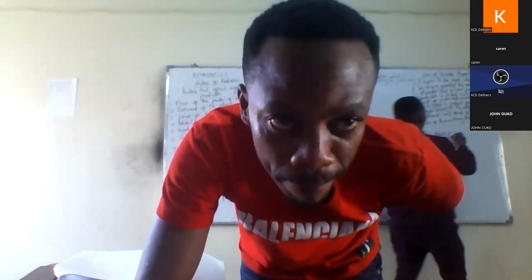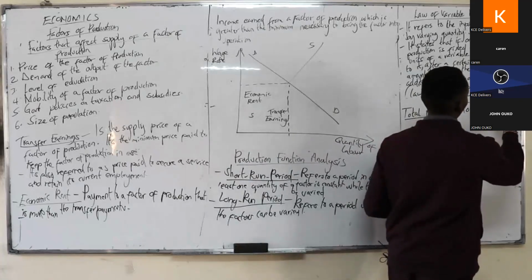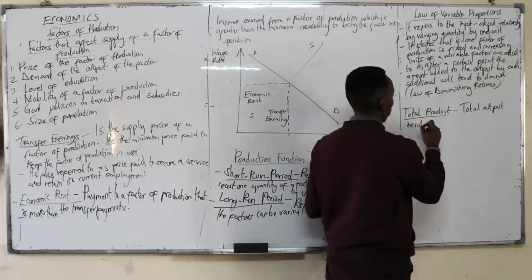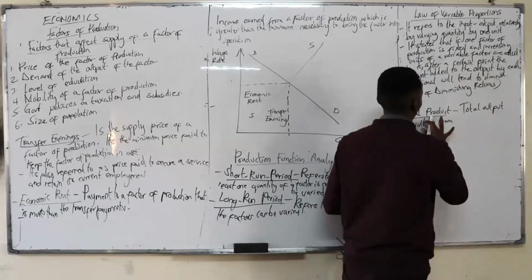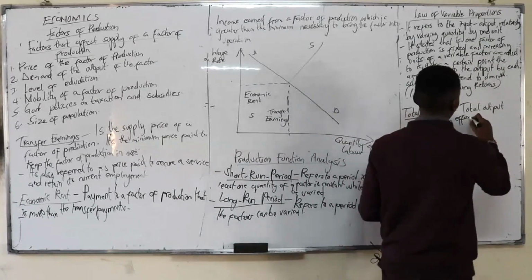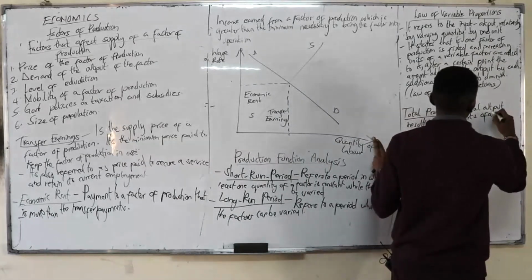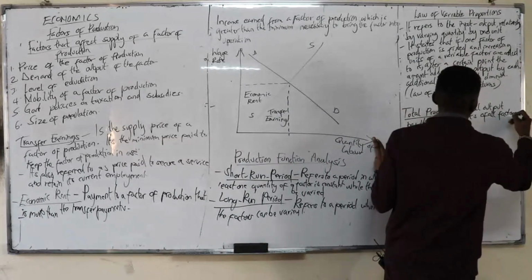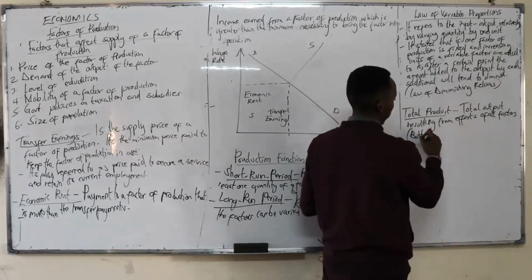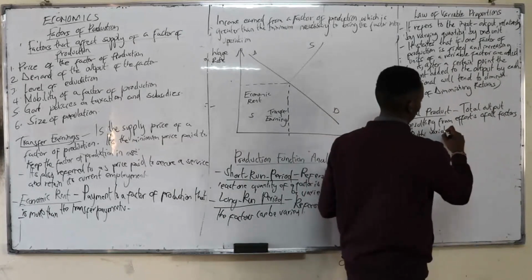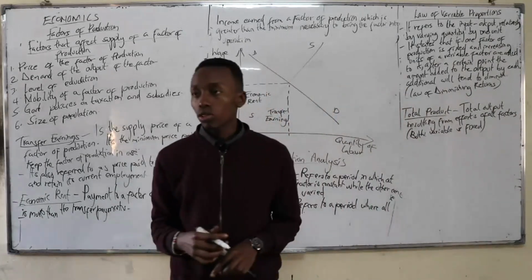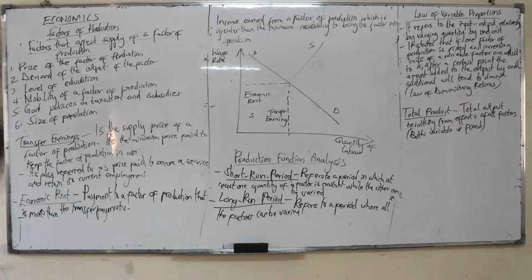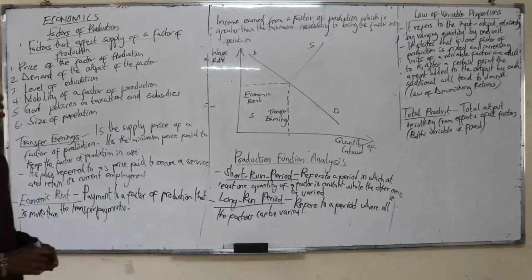This is the total output resulting from all efforts of all factors, both variable and fixed. So the total product in this case happens to be the total output.